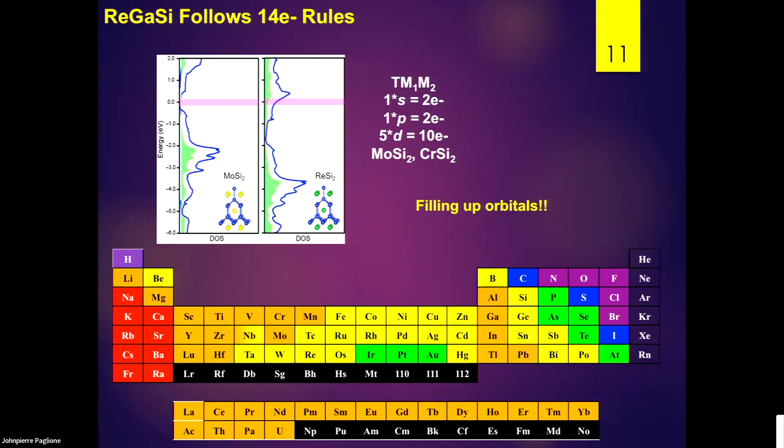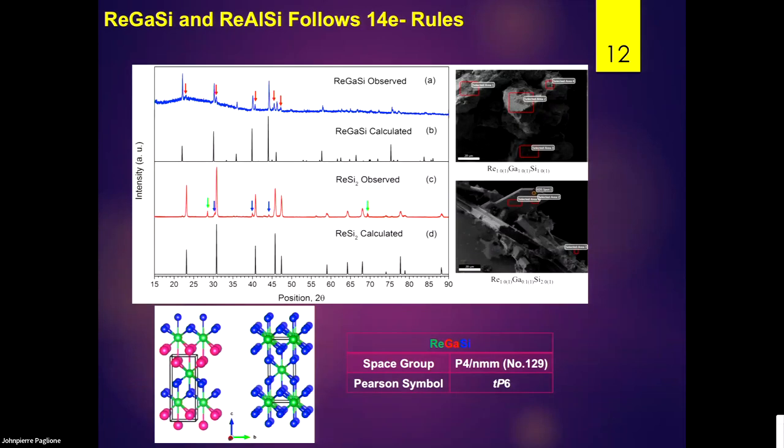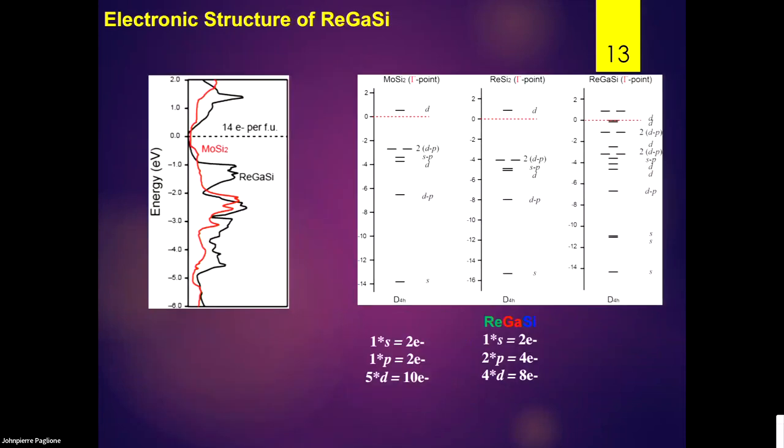Okay, that would be a new compound. So then what I did is put the rhenium and silicon together. We also put rhenium, aluminum and silicon together. So this is the compound we made, rhenium gallium silicide. One gallium goes to the silicon side, fully occupied, very ordered, no disorder. And this is the semiconductor, and you can see it also fills the gap here. Okay, that's a new compound, a new semiconductor.